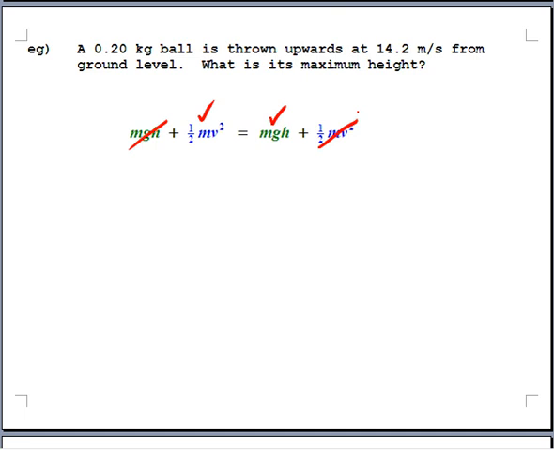Now, some of you might be looking at this equation and going, hey, I'm going to flex my math muscles a little bit. There's something kind of cool that's going to happen here. You will notice that mass shows up in every one of these 4 terms. That means you can actually cancel the mass out if you'd like. And I totally don't mind if you do that.